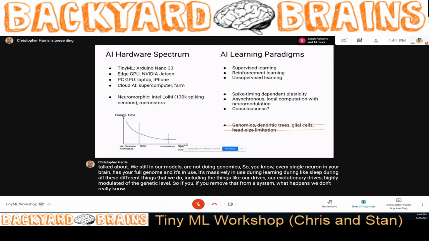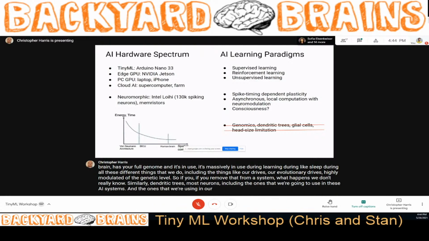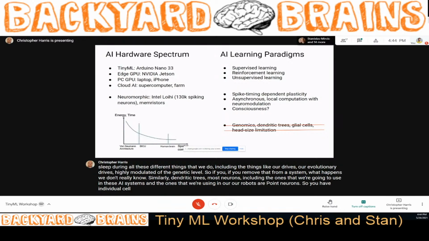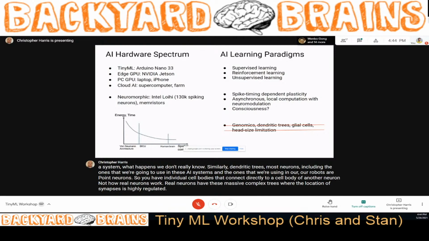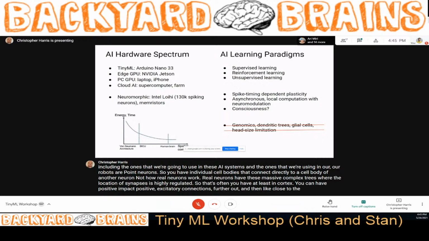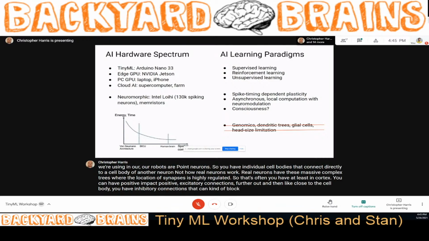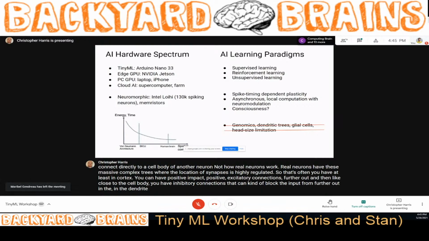Similarly, dendritic trees. Most neurons, including the ones we're going to use in these AI systems and in our robots, are point neurons. So you have individual cell bodies that connect directly to the cell body of another neuron. Not how real neurons work. Real neurons have these massive complex trees where the location of synapses is highly regulated. So, at least in cortex, you can have excitatory connections further out, and close to the cell body you have inhibitory connections that can block the input from further out in the dendrite. Who knows what it does? But it's clearly not a point neuron doing a point connection.